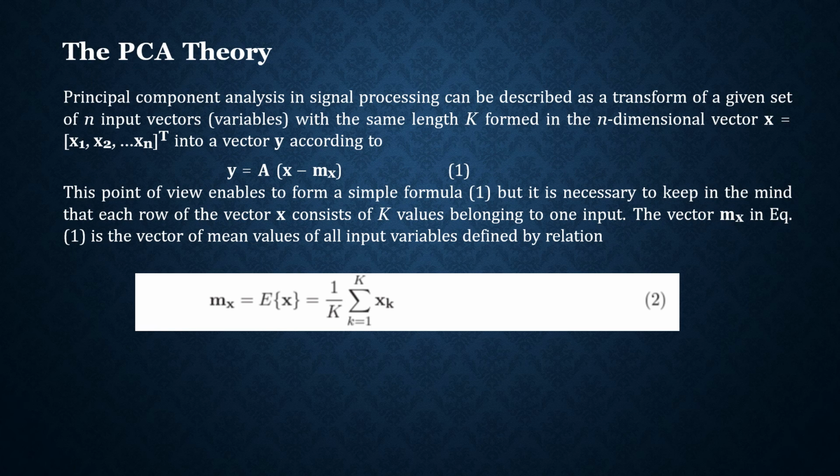The PCA theory. Principal component analysis in signal processing can be described as a transform of a given set of n input vectors with the same length k, performed in n-dimensional vectors x. X equals x1, x2, and so on up to xn, into a vector y according to y equals A times (x minus mx). This point of view enables a simple formula, but it is necessary to keep in mind that each row of the vector x consists of k values belonging to one input. The vector mx in equation 1 is the vector of mean values of all input variables, defined by the relation.